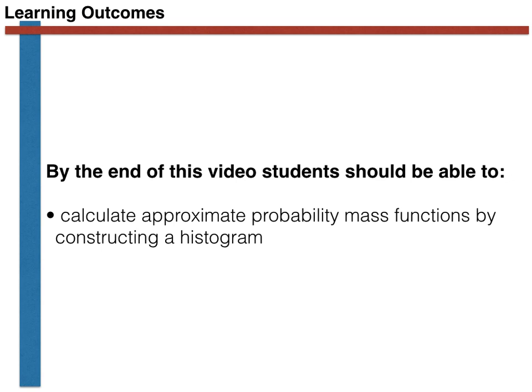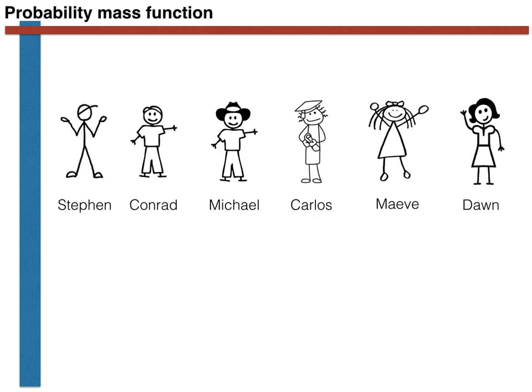We have introduced the probability mass function in previous weeks using the example illustrated here. We have 6 individuals and we select one of them randomly. Each of the individuals has a numerical label, so if we select Stephen, our random variable is 1. If we select Conrad, our random variable is 2. If we select Michael, our random variable is 3. If we select Carlos, our random variable is 4. If we select Maeve, our random variable is 5. And if we select Dawn, our random variable is 6.